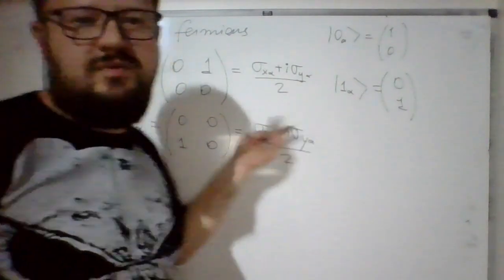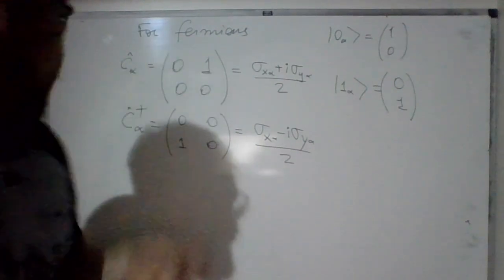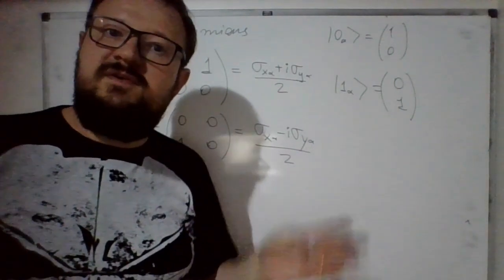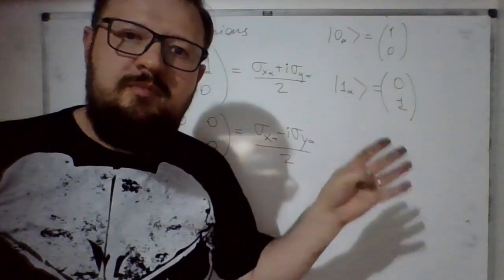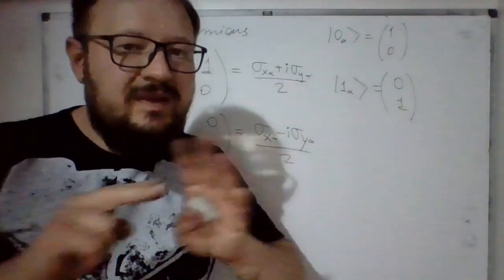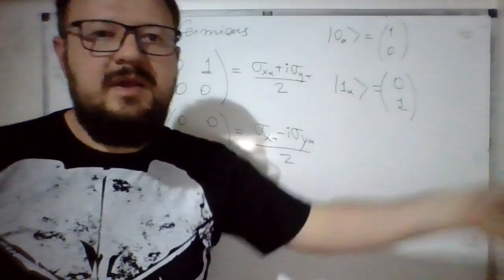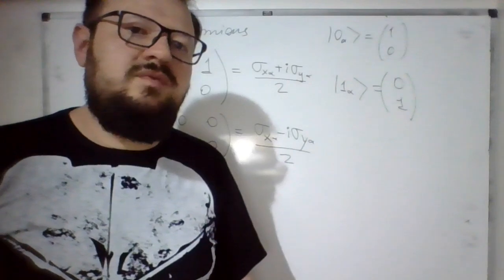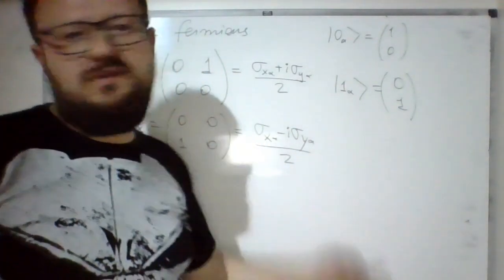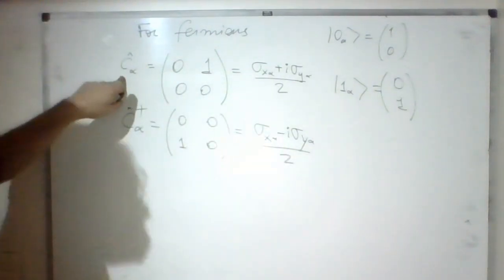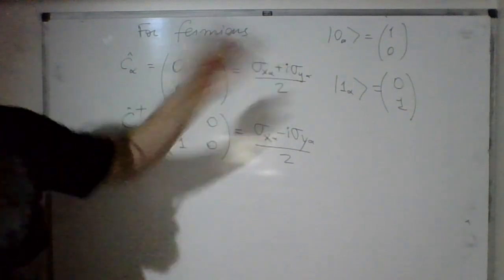You could represent the operators as matrices, but because for fermions there are only two eigenvalues which are possible, you can map this system in a matrix representation using Pauli matrices. That's why you could represent these operators, the C and C dagger, using Pauli matrices.